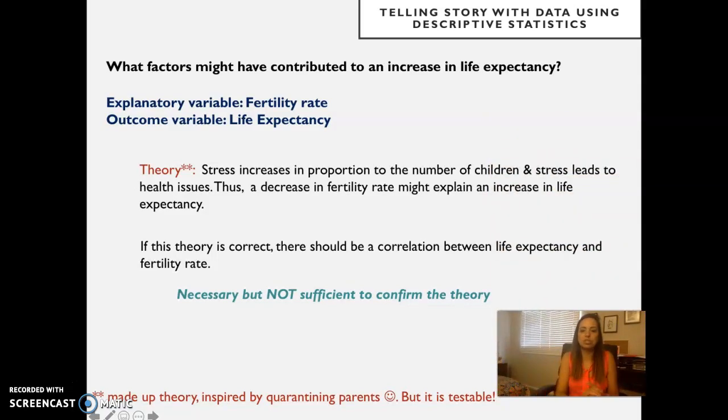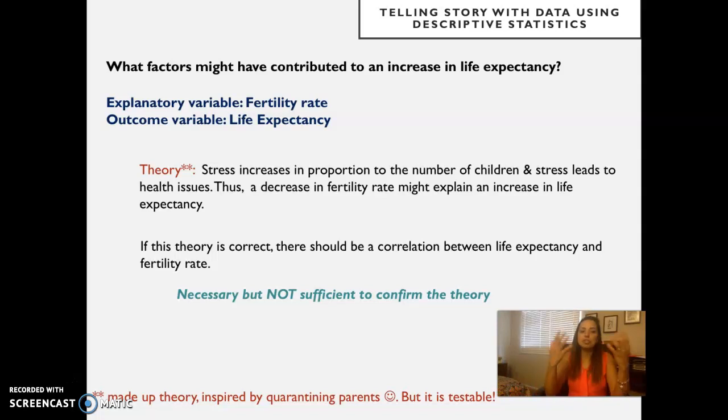So we're starting with the question, what factors might have contributed to the increase in life expectancy? And we have as explanatory variable the fertility rate. And I told you that my theory was that stress increases in proportion to the number of children. Stress leads to health issues, and thus a decrease in fertility rate might explain an increase in life expectancy. And I said that if this theory is correct, there should be a correlation between life expectancy and fertility rate. And that's true. And that's necessary, but not sufficient to confirm the theory, right?